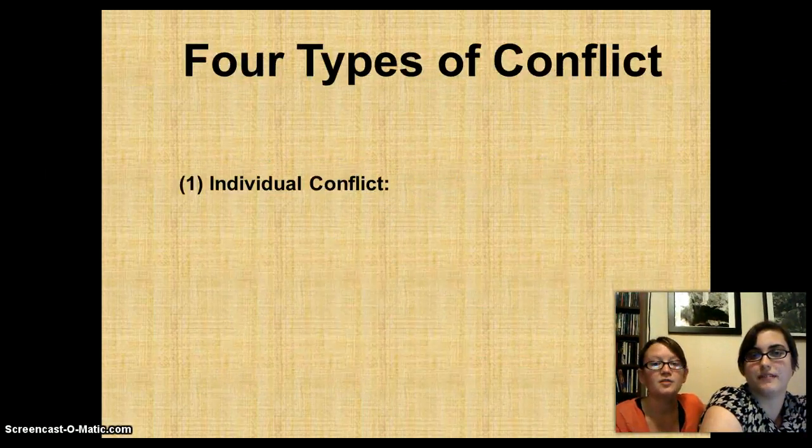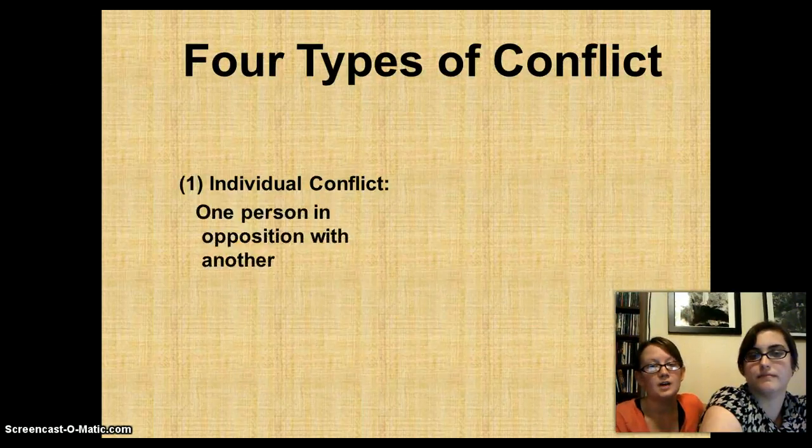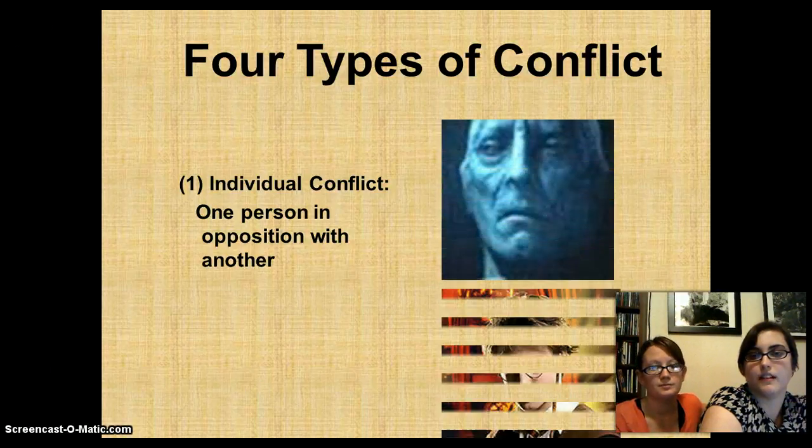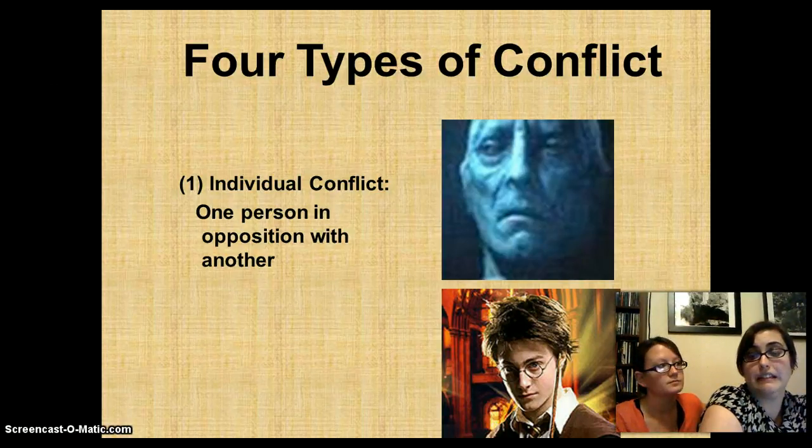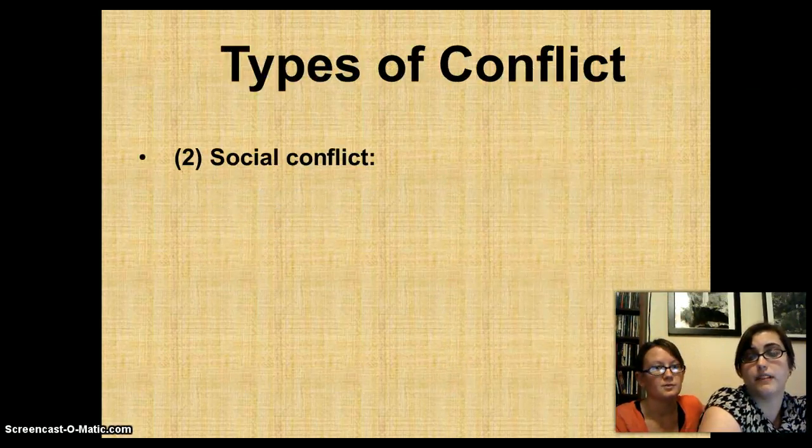There are 4 types of conflict. The first type is individual. The individual conflict is when you have one person in opposition or in some kind of problem, dilemma with another. So for all you Harry Potter fans, we have Voldemort versus Harry Potter. Voldemort wants to control the wizarding world, and so he must kill Harry Potter in order to do so. Harry has to fight back for his life. So, individual conflict.